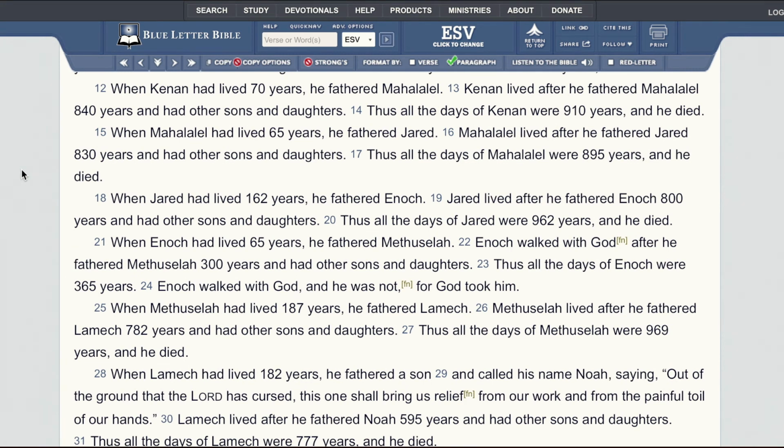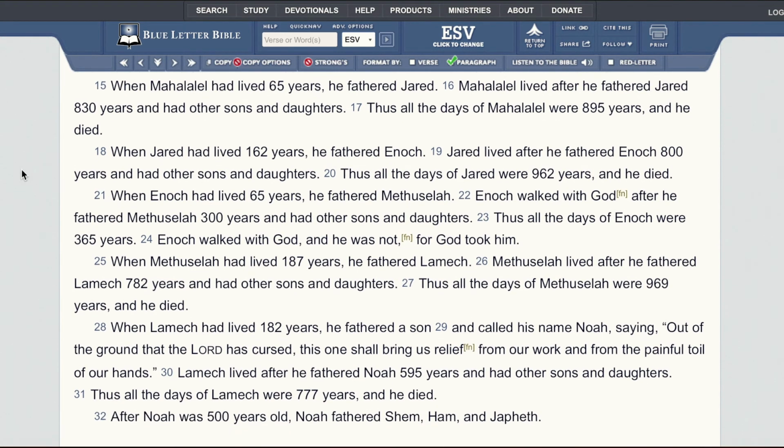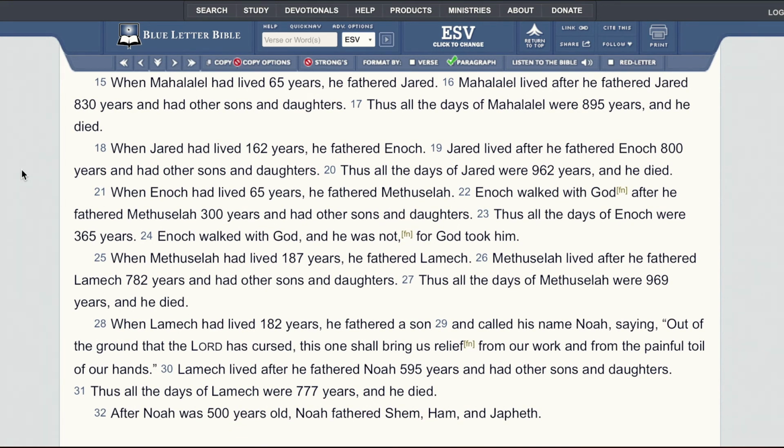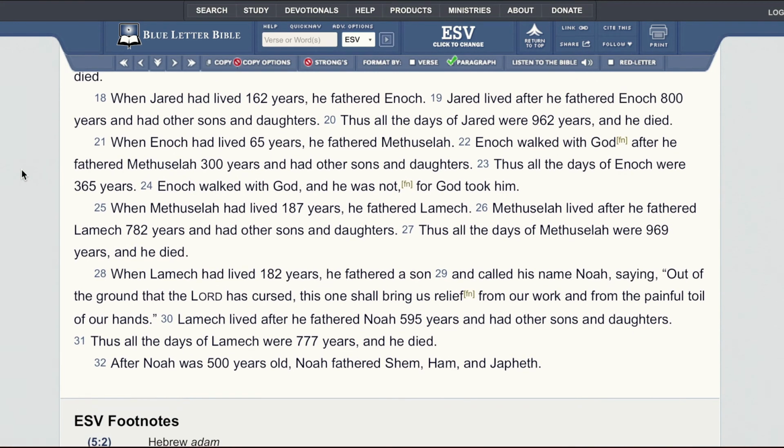When Kenan had lived 70 years, he fathered Mahalalel. Kenan lived after he fathered Mahalalel 840 years and had other sons and daughters. Thus all the days of Kenan were 910 years, and he died. When Mahalalel had lived 65 years, he fathered Jared. Mahalalel lived after he fathered Jared 830 years and had other sons and daughters. Thus all the days of Mahalalel were 895 years, and he died.